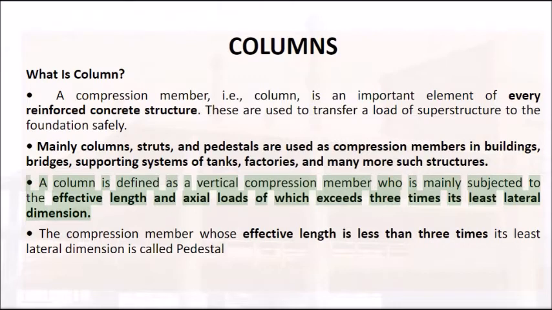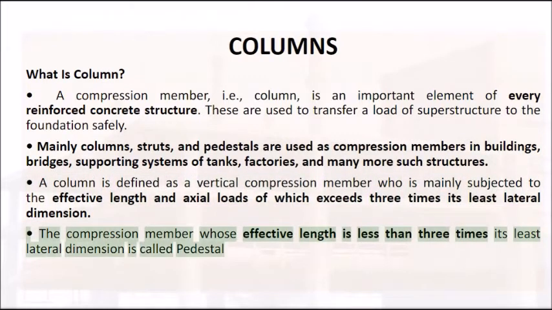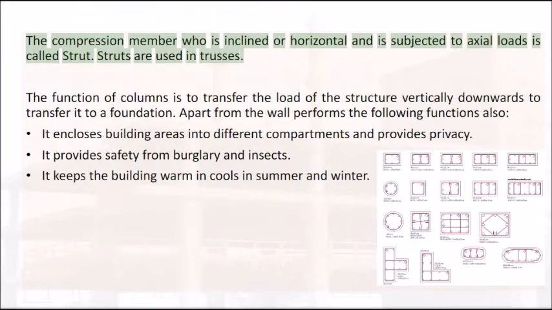A column is defined as a vertical compression member mainly subjected to axial loads, whose effective length exceeds 3 times its least lateral dimension. The compression member whose effective length is less than 3 times its least lateral dimension is called a pedestal. The compression member which is inclined or horizontal and is subjected to axial loads is called a strut. Struts are used in trusses.